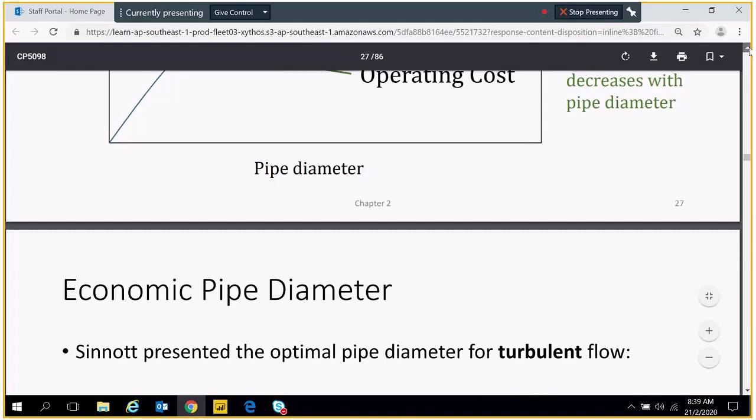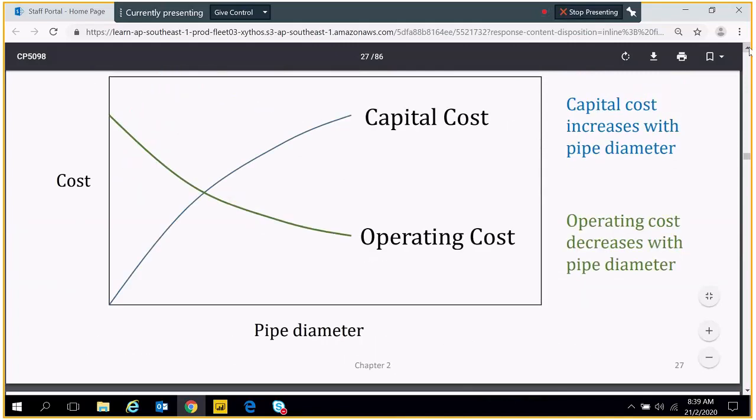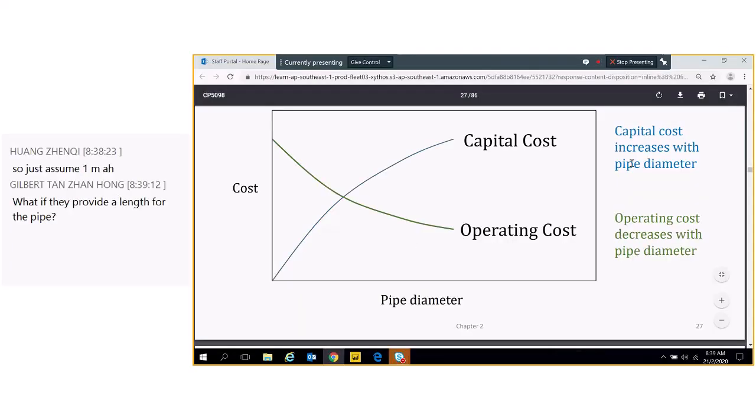Now next, this one I've explained in the class. This is very important because you may be asked this type of questions. Capital costs and operating costs. Now, if you have a larger pipe diameter, capital costs will increase.